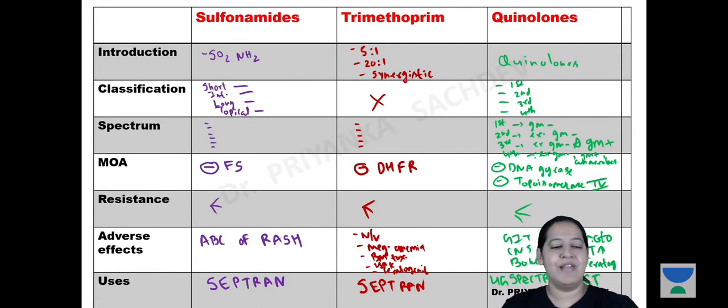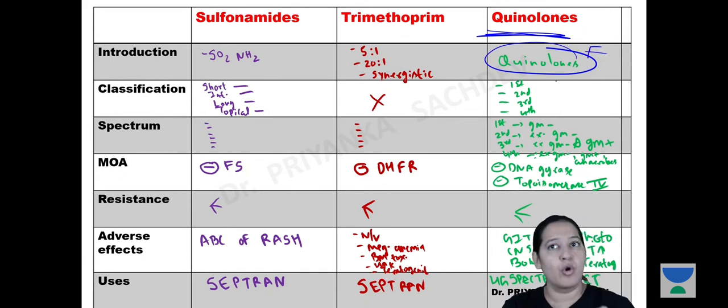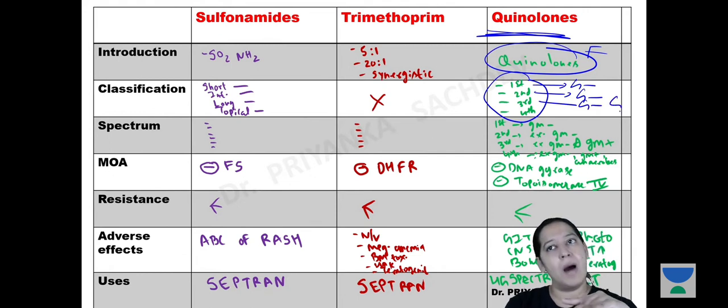So let me tell you the third chapter, the last chapter, quinolones. Quinolones have a quinolone ring. That's why known as quinolones, and at carbon number 7 they have fluorine. That's why known as fluoroquinolones. 1, 2, 3, 4 generation you already know. First generation: only gram negative, limited. Second is extended gram negative. Third, along with gram negative, gram positive but limited.